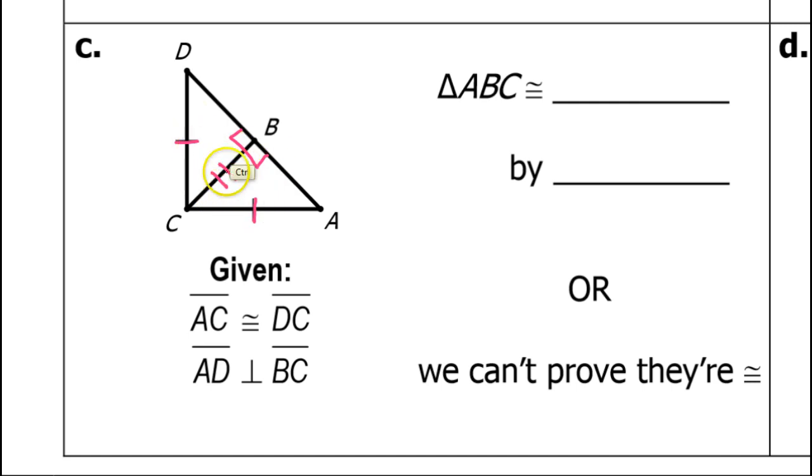That gives me two sides and an angle that's not between them, which if these were not right angles would be side-side-angle, and I'd have to circle that we can't prove they are congruent. But because they are right angles, that makes this a hypotenuse and a leg. So we can use the hypotenuse-leg theorem. So once again, the triangles are congruent. So ABC, DBC.